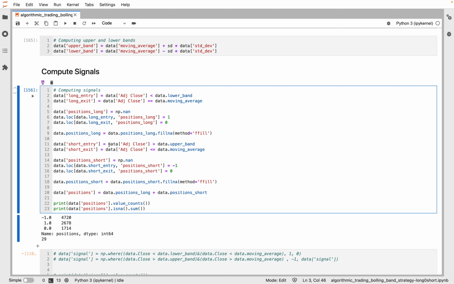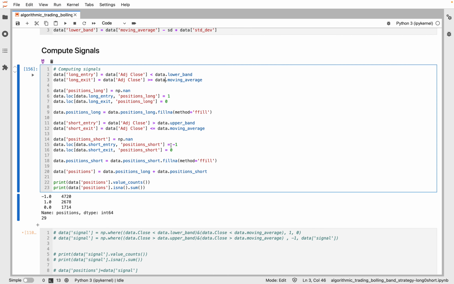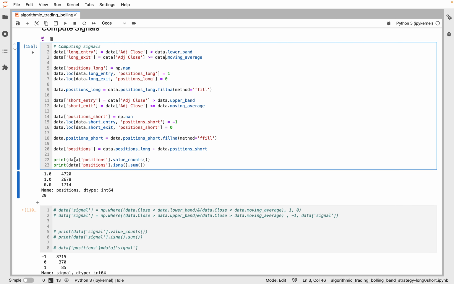Similarly, we can do it for the short positions. We take a short entry when the closing price is greater than the upper band, but we exit from the short position when the closing price falls below the moving average. Then we take the short position to be -1 and exit to be 0. We will do a fillna to fill out all the NA data, and then we have a final position to combine the long position and the short positions.